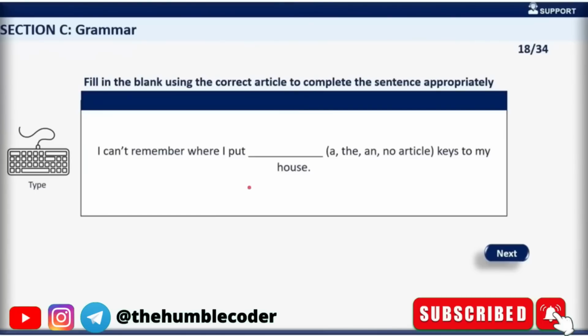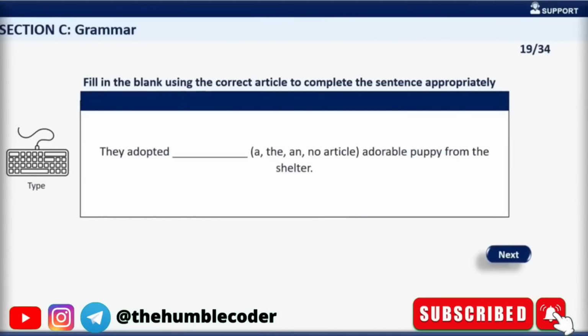Next question is, I can't remember where I put dash keys to my house. The correct answer in this case is going to be: I can't remember where I put the keys. Let's move on to the next question now. They adopted dash adorable puppy from the shelter. The correct answer is going to be an adorable, okay, because here we are using a vowel. So they adopted an adorable puppy from the shelter.